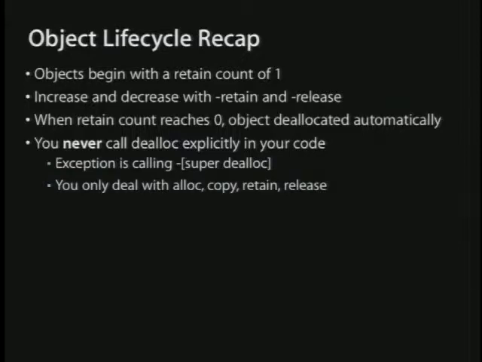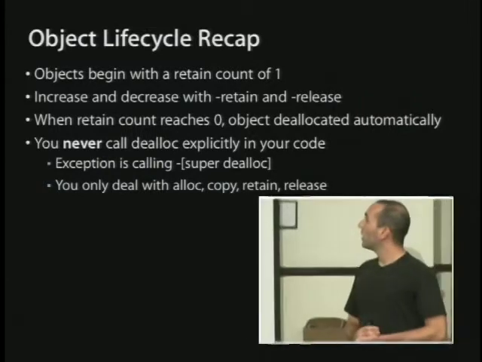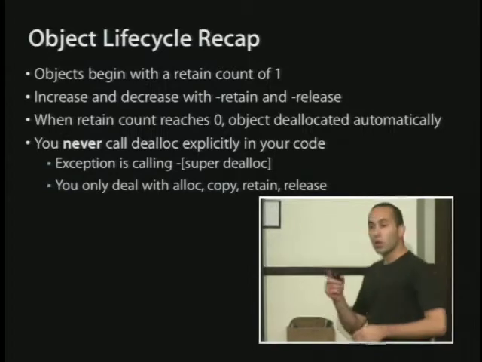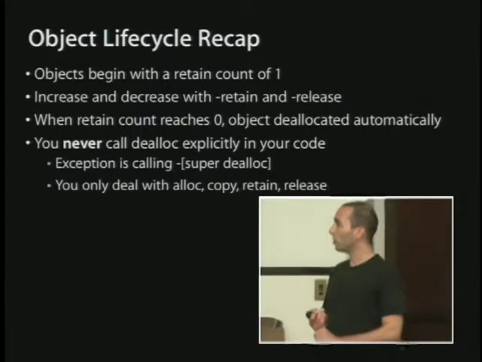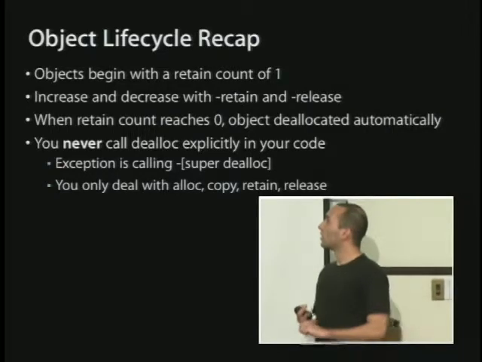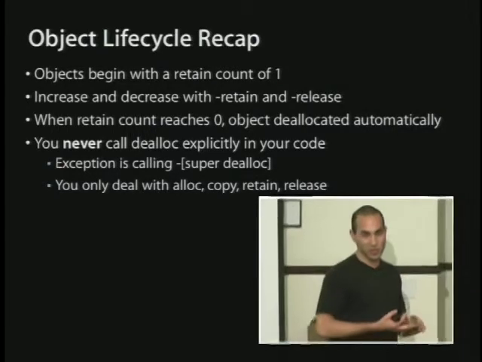So the object lifecycle, once again, starts with a retain count of 1. It increases and decreases with retain and release. And when the retain count goes to 0, your dealloc is called. You never call dealloc directly unless you're calling it for super inside of your dealloc. And you only deal with alloc, copy, retain, and release for memory management.